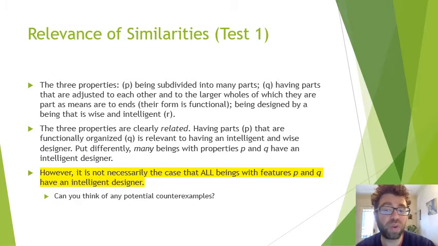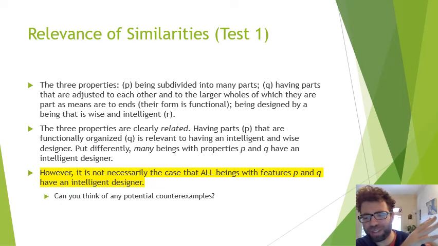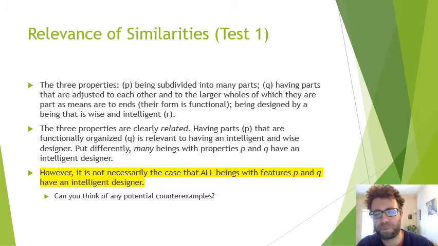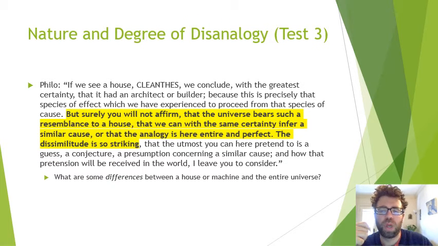I want you to pause the video before going to the next slide. Can you think of any counterexamples? This is not a counterexample in a technical sense from the first unit. I'm just asking you to think of examples of beings that have properties P and Q, but not property R. And actually here, I'm not going to give you any answers. You have to think about this on your own.